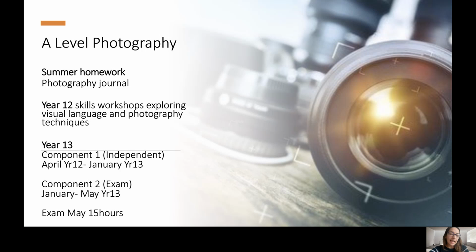New to us this year is the A-level Photography. So it will follow a similar format. We will have a summer homework with a photography journal following similar themes as the art and design journal. Students for Year 12 photography will explore skills workshops, developing their understanding and use of visual language and photography techniques. This course in particular is more of a contemporary digital course, although there will be other areas such as cyanotypes that students can explore the slightly more traditional methods.